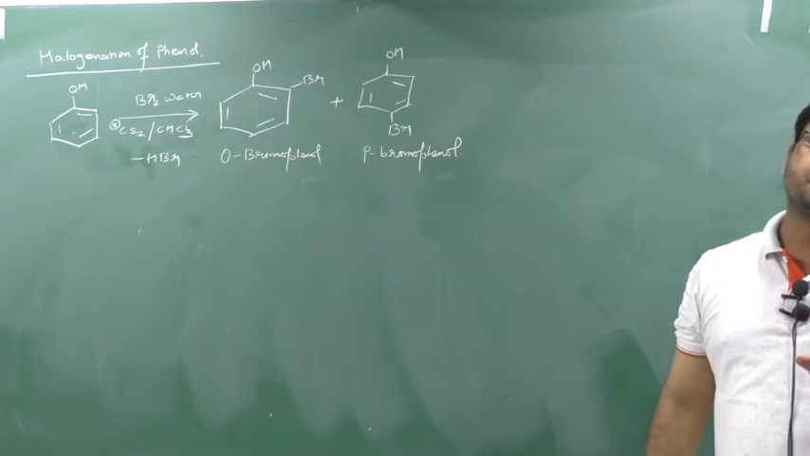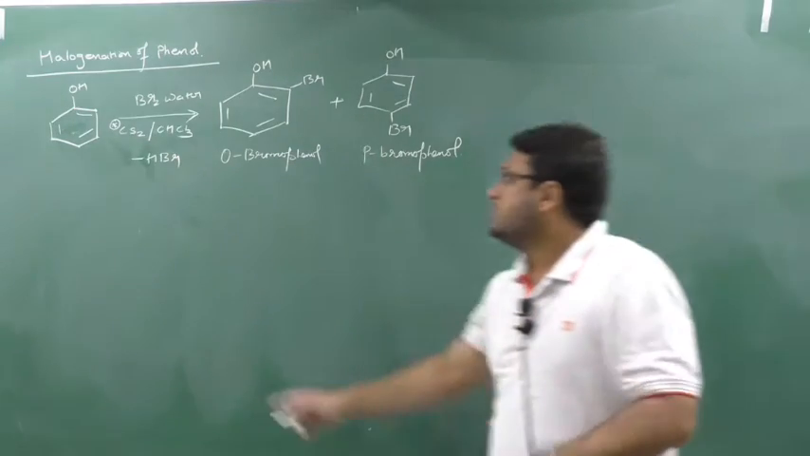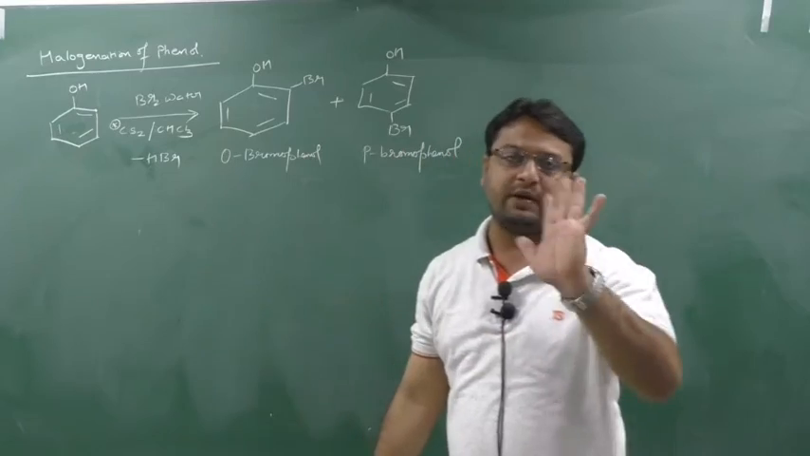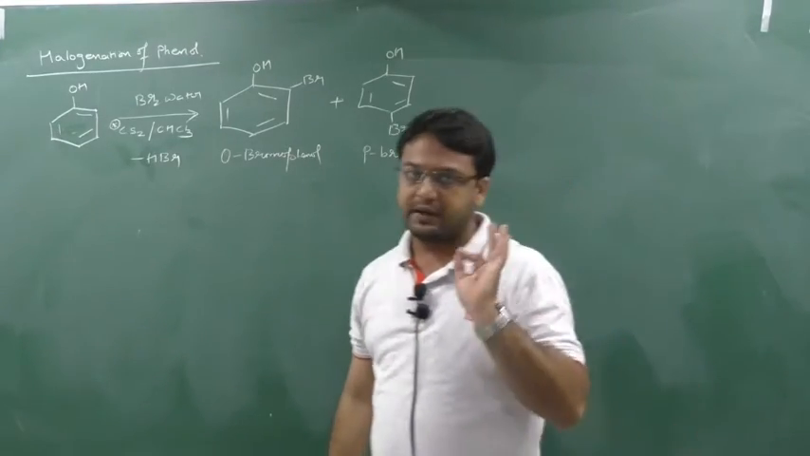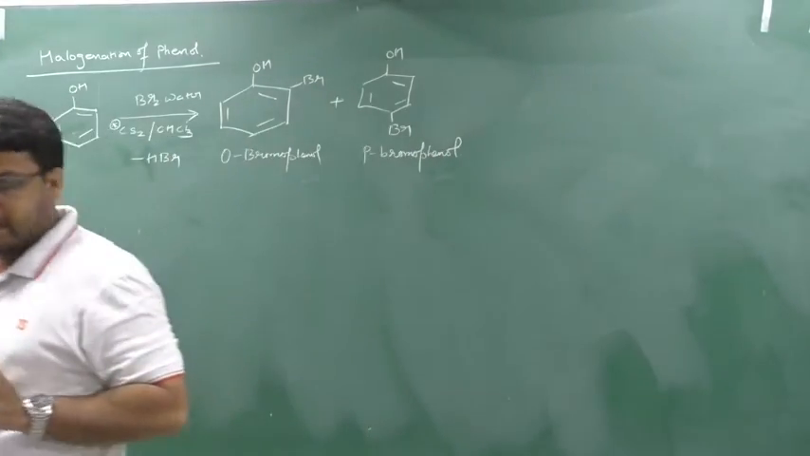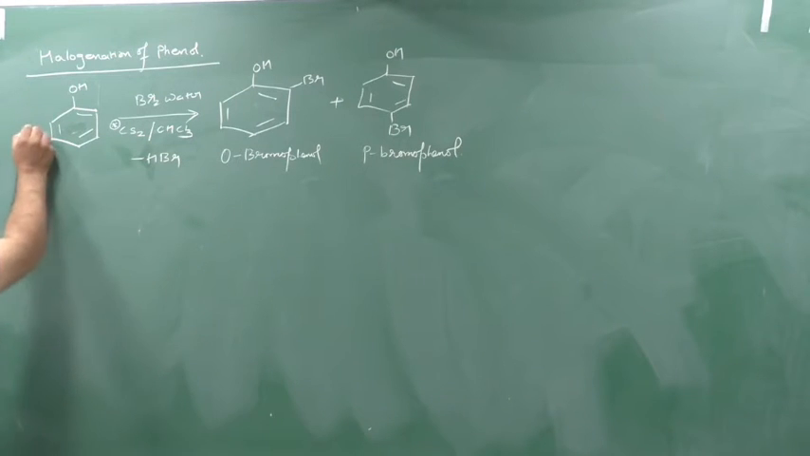For an electrophilic substitution reaction we require an electrophile. So out of this bromine, who will act as an electrophile? I will explain in the reaction mechanism, so do not worry about it. Okay, now see here, this was the first case in the halogenation, bromination.